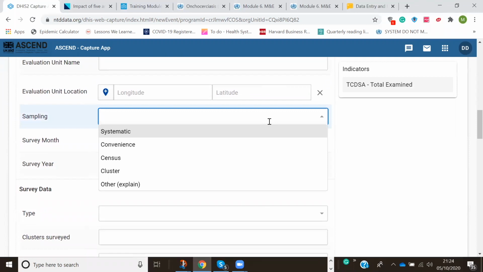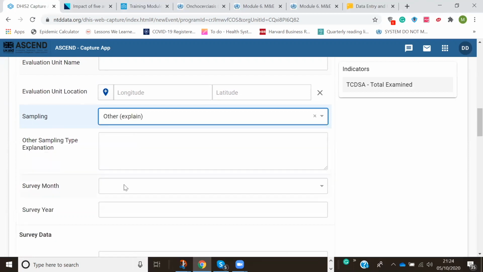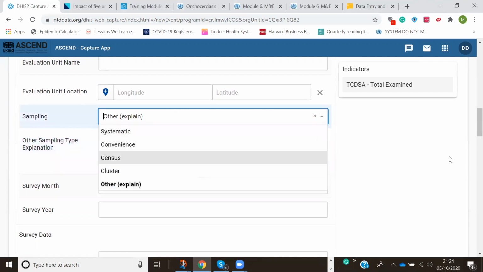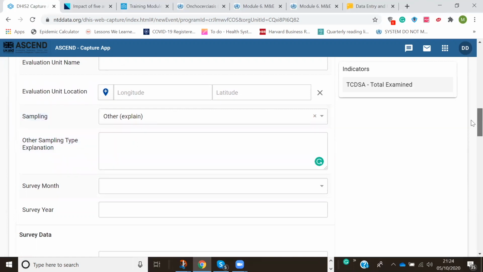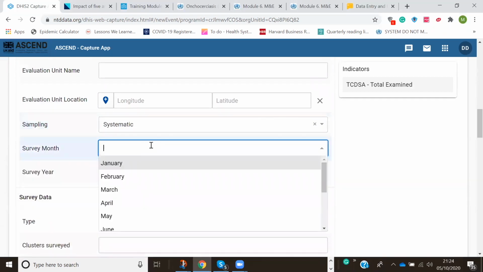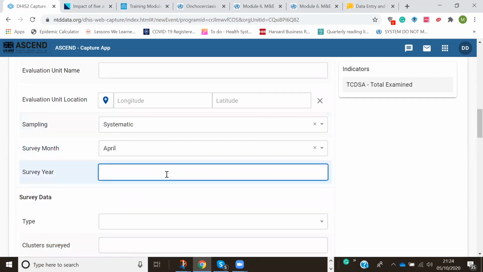We also need to indicate the sampling strategy. Was it systematic? Was it convenience? Was it census? Was it cluster? And if others, you need to explain here what was the strategy if it's not amongst the ones listed here. Then we have to indicate also the survey month. So let's say it was done in April, and the survey year, so let's say it's 2020.